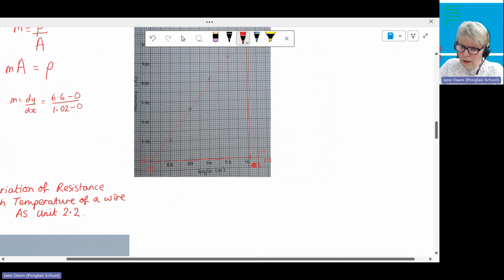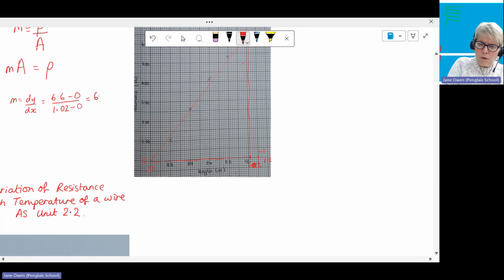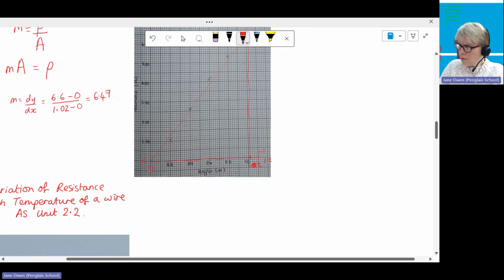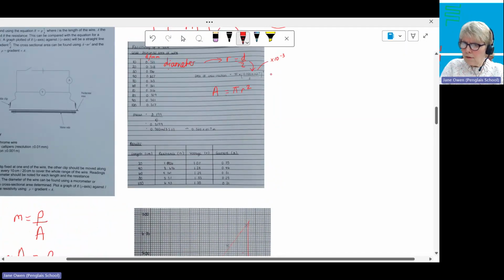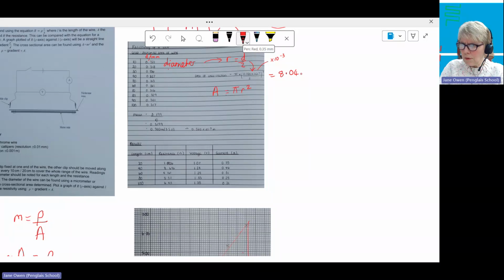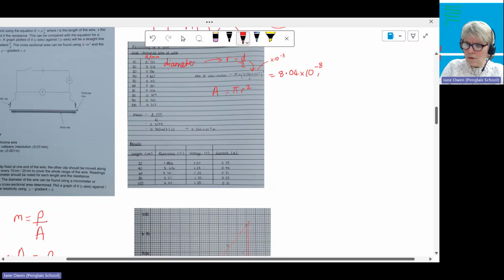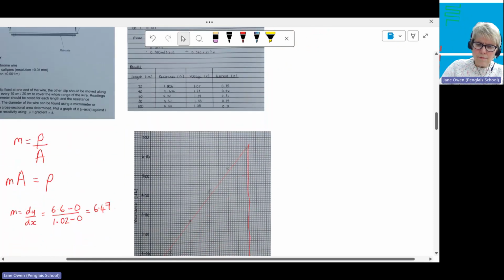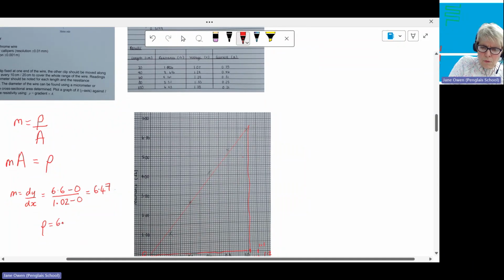All right, take away 0, and this is already converted into meters. So the gradient there is worked out as 6.47. Okay, and I worked out this area up here is equal to, when I squared it, 8.04, and then times by pi, divided by 2 to get the radius from the diameter, times 10 to the minus 8 meters squared. So take that then. So rho is equal to 6.47 times 8.04 times 10 to the minus 8, all right, equals 5.2 times 10 to the minus 7 ohm meter.